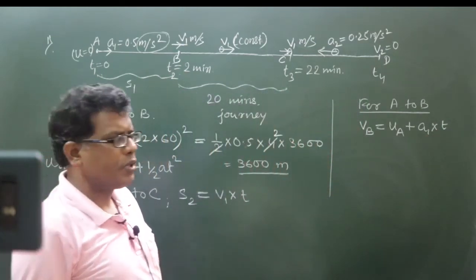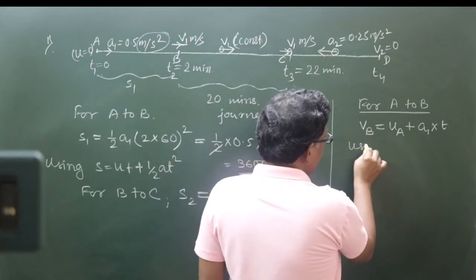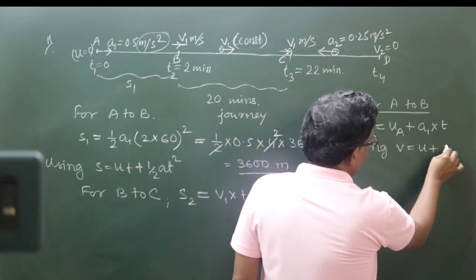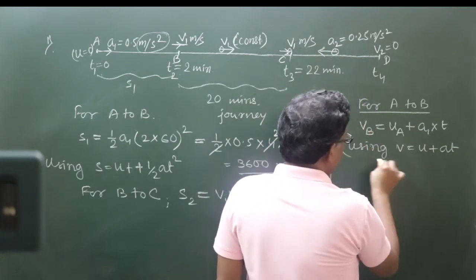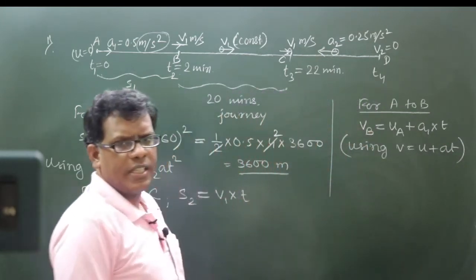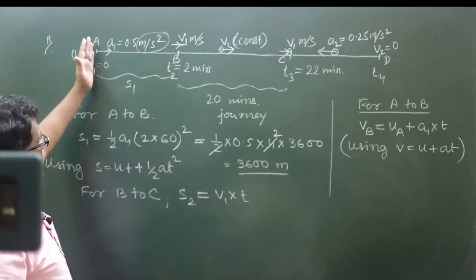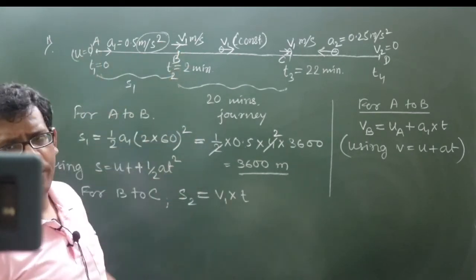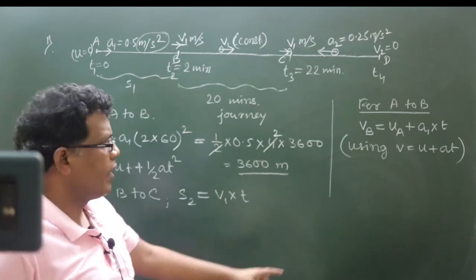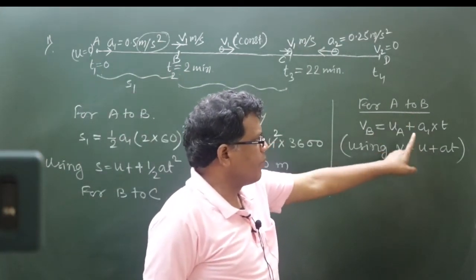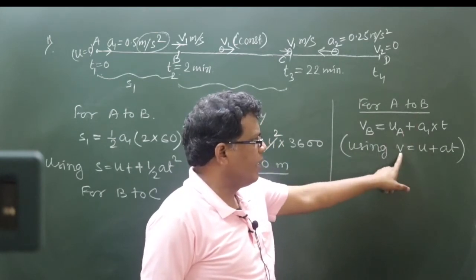That means I am using the formula V is equal to U plus AT of accelerated motion. The accelerated motion takes place from A to B, A being the starting point, so the velocity at A will be U, and the end point is B, so the velocity at B will be V.